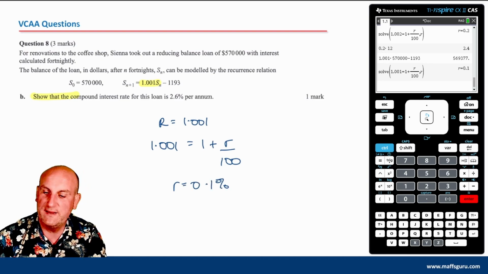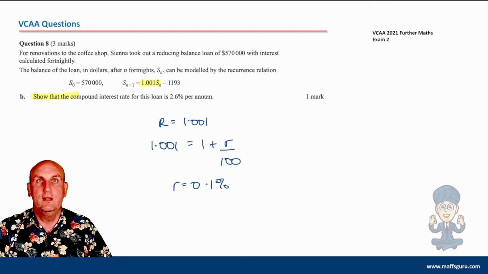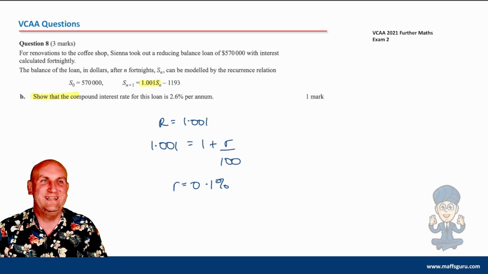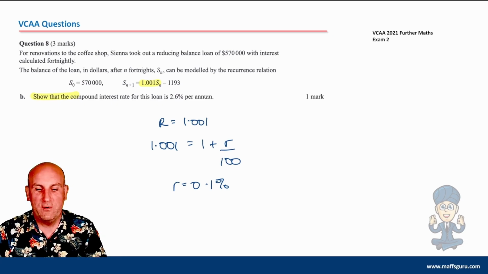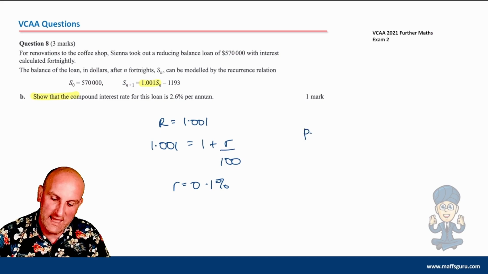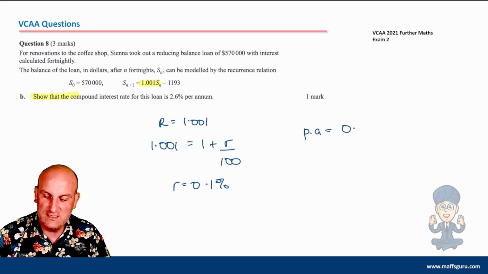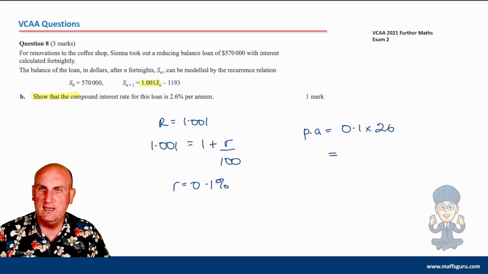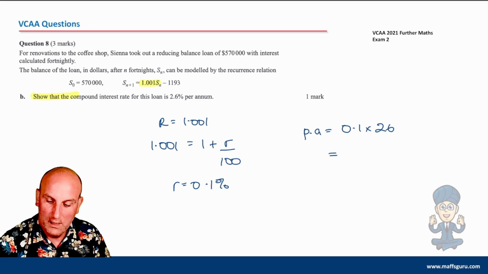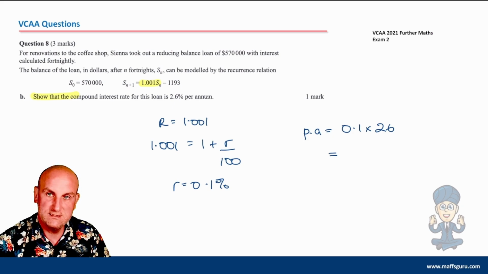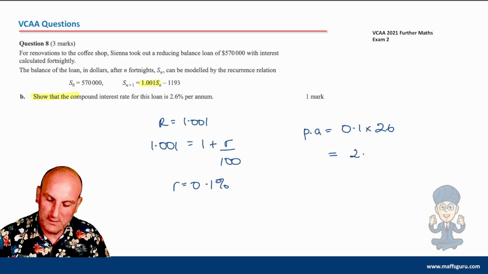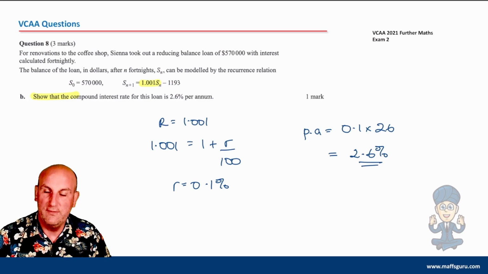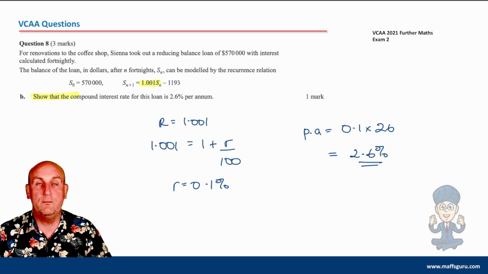Now my brain automatically says to me that seems very, very small. And that automatically tells me that actually, nah, it's got to have a multiplier. So in that situation, my per annum, my nominal interest rate is going to be 0.1 times 26. Why is it times 26? Because it is fortnightly and there's 26 fortnights, which gives me 0.1 times 26 should give me 2.6. And there we go, 2.6%. That is a show that question. I have shown my working out.